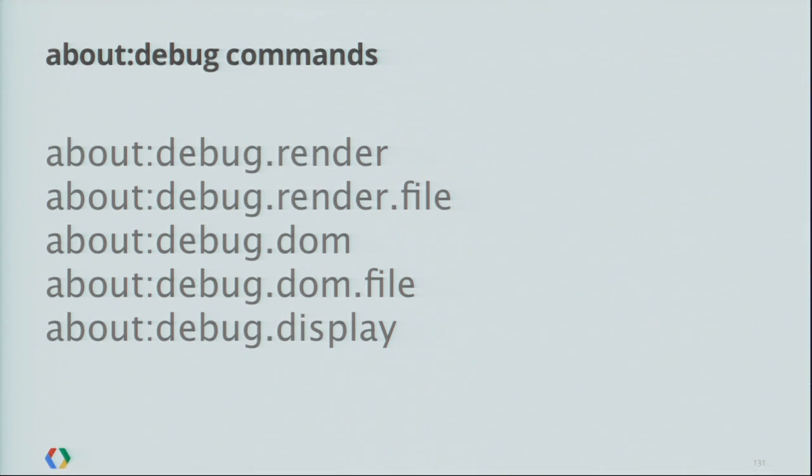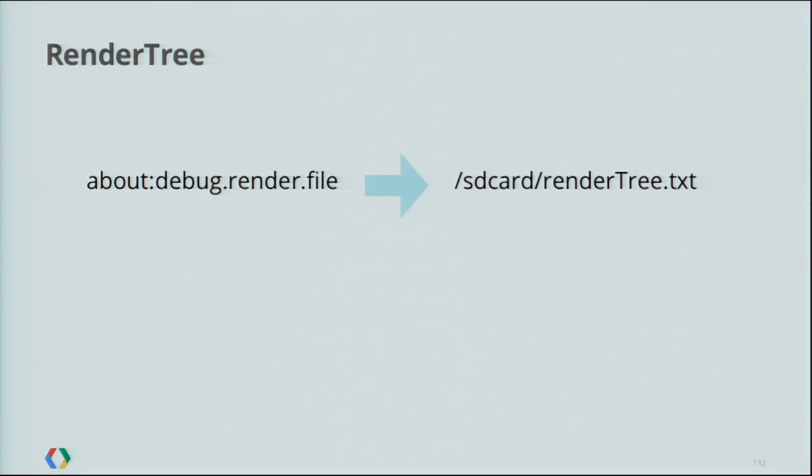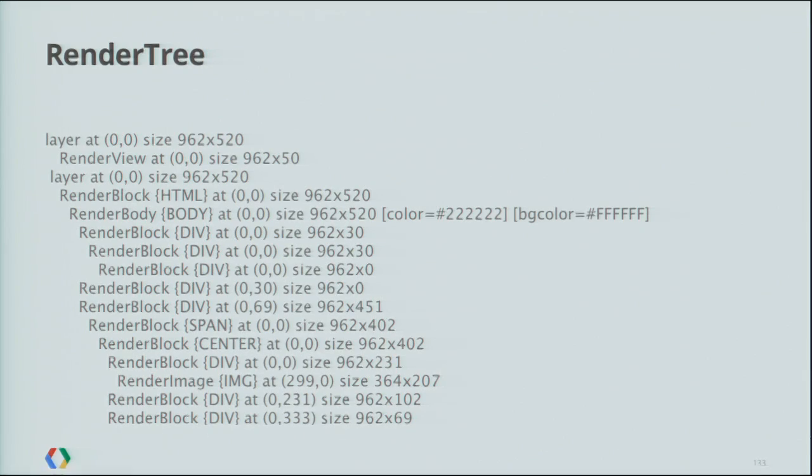You got a bunch of debug commands that are pretty useful. One of the nice ones is render tree. That's going to basically create render_tree.txt on your SD card. You can grab that using ADB. And that's how it looks. It basically shows you the rendering tree of WebKit. So that's a bit involved, but if you want to really debug stuff, that can be quite useful.